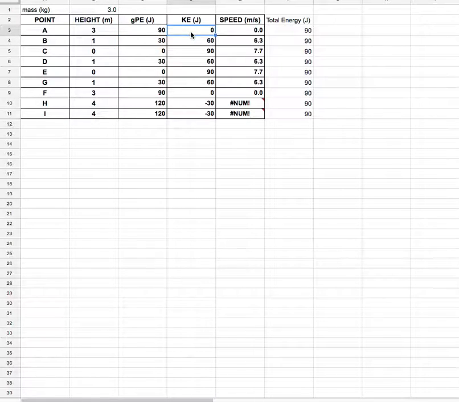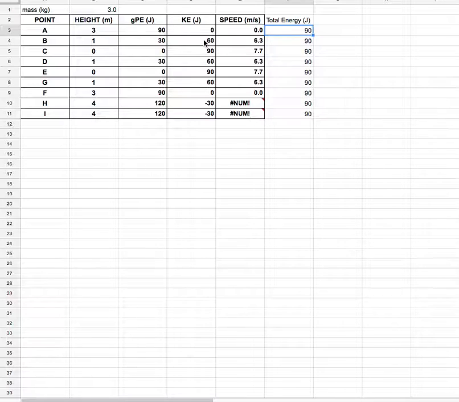It starts from rest, so the kinetic energy is 0 joules. So the total energy has to be 90. If I know the total energy in one place, I know the total energy in all the places. So I dragged that down and said that all of the different places had an energy of 90.